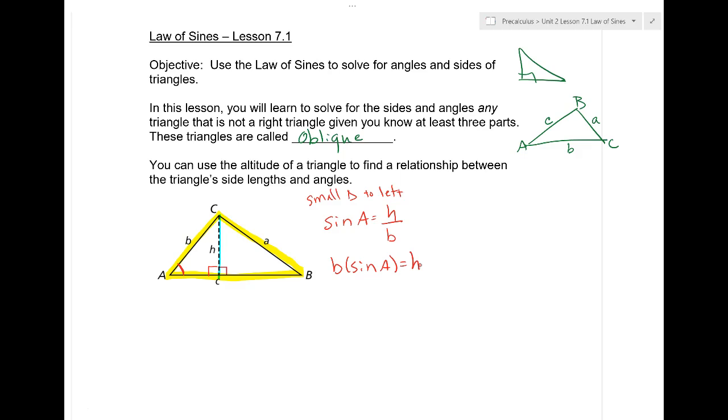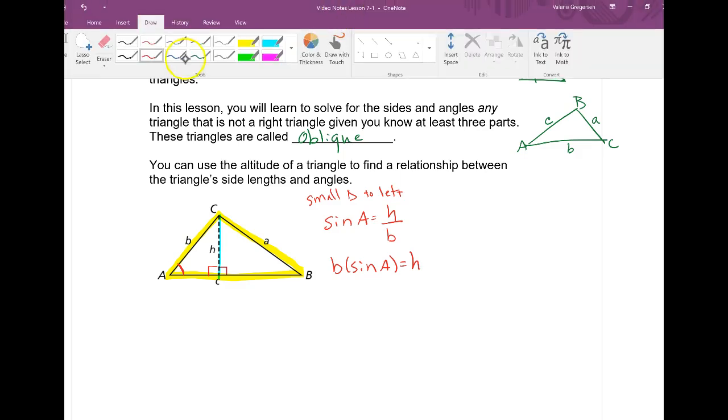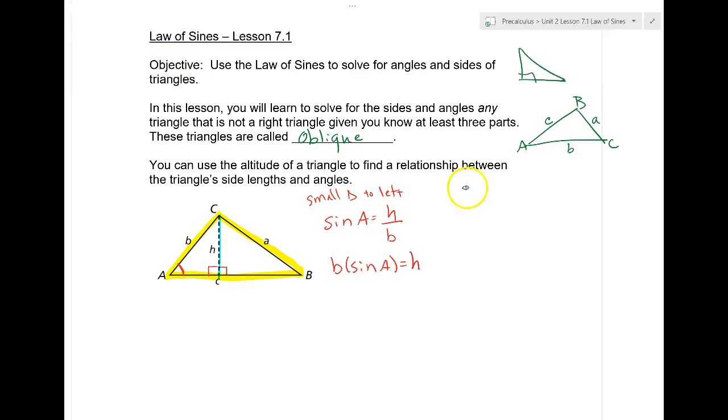Now, I'm going to do the same thing with the small right triangle on the right. This one right here is the triangle we're working with. I look at this one, and I see angle B. I want to find the sine of angle B using that triangle on the right. Notice when I do the sine of angle B, I get the opposite leg, which is h, over my hypotenuse, which is a. So I get h over a.